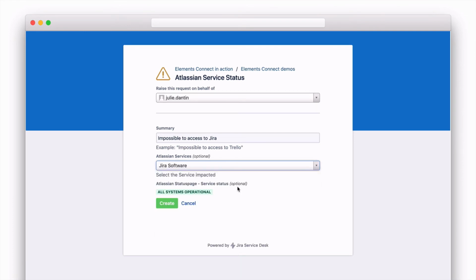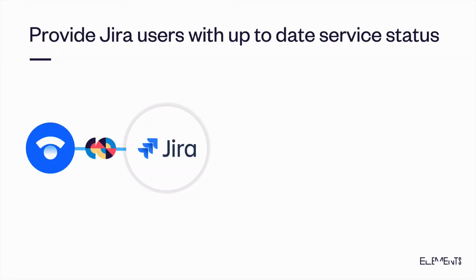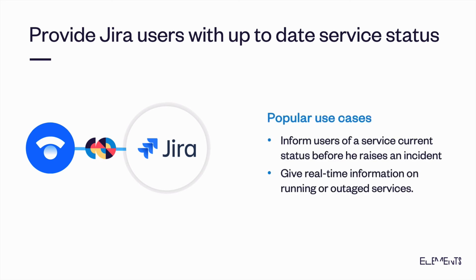And then I see that this service is currently operational, so maybe the problem is on my end. This integration can be very useful if you want to inform users of a service's current status before it raises an incident. It's also useful if you want to give real-time information on running or outage services. As Elements Connect fields are live updated, you always get real-time information.